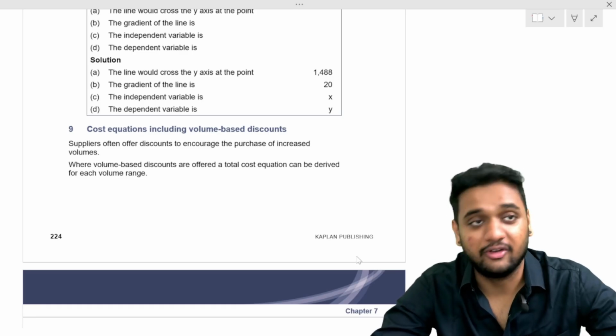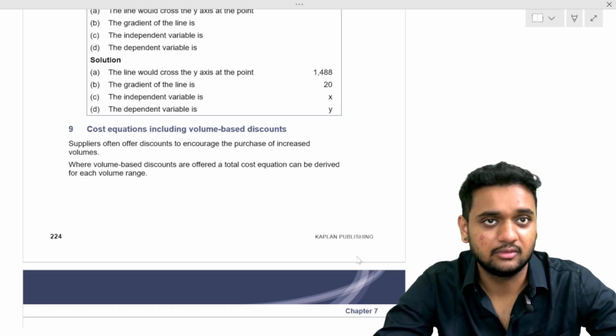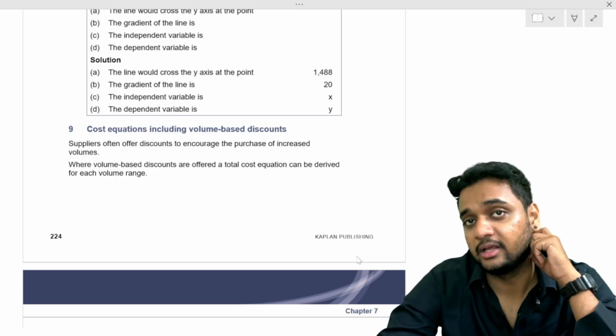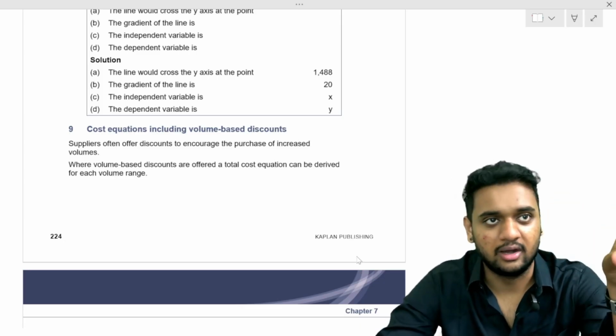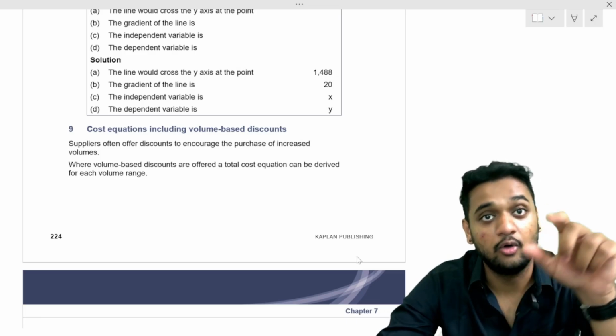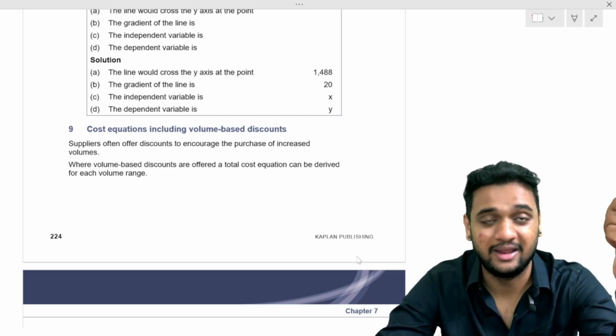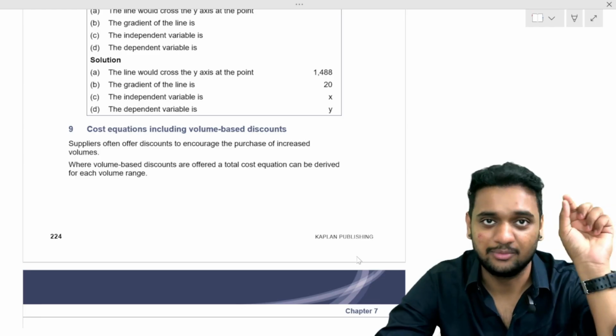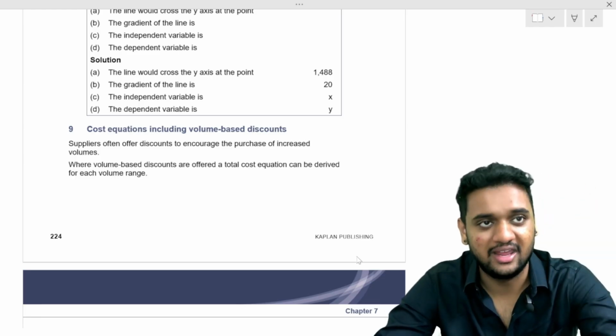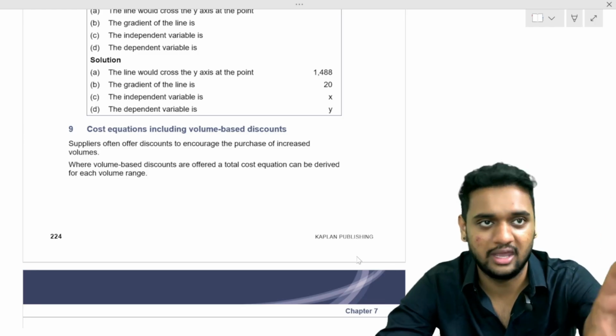In exam, they'll ask you to find the cost equation. In that, what and all you will write? A you will write, B you will write. Like how we had linear equation, price equation there, where we substitute A and B, here also we will find A and B and we'll substitute and we'll write Y is equal to A plus BX.